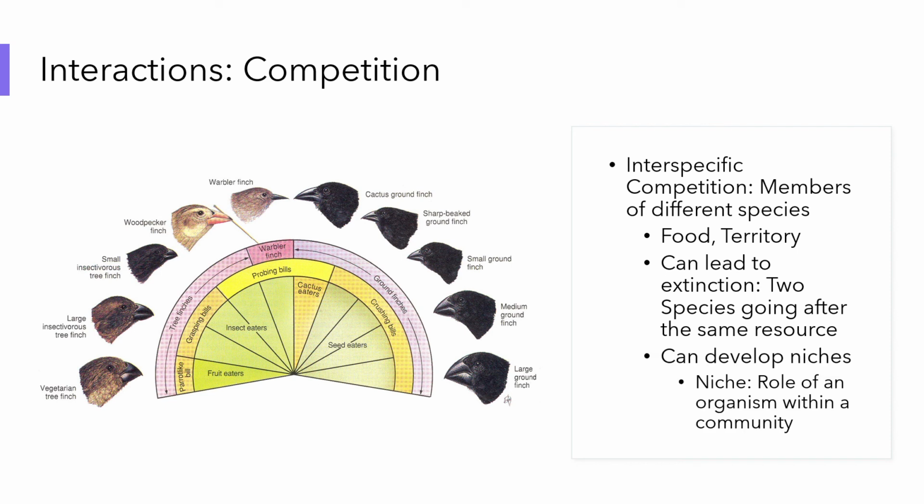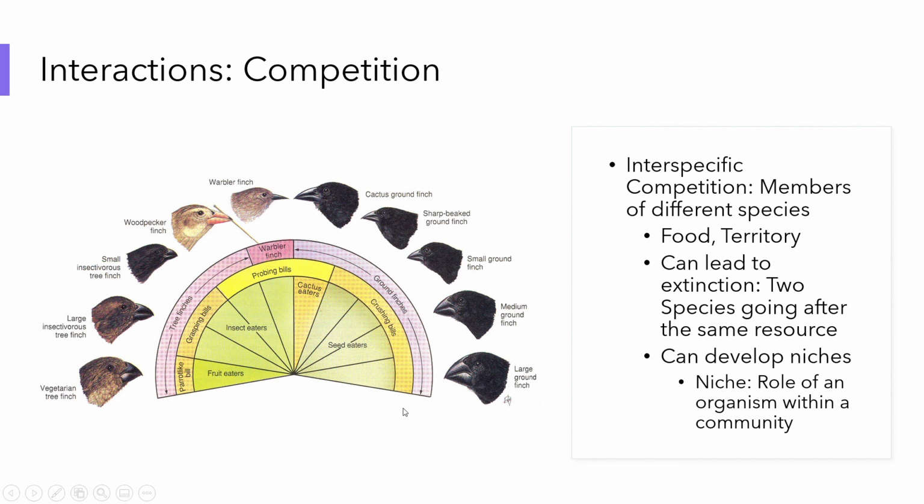Some ways that animals evolve to get around this extinction is they develop specific niches. A niche is just a role an organism holds within a community. So a niche is going to be they eat a specific thing, like the Darwin finches here. You can look at each of these finches. These are all finches, they're all from the same species, but they have different roles within their community which allow them to eat different things based on their type of bills.